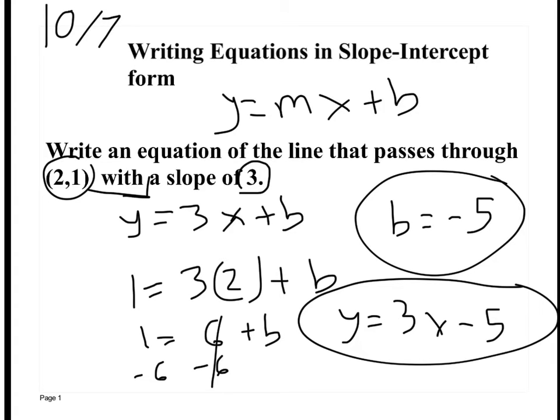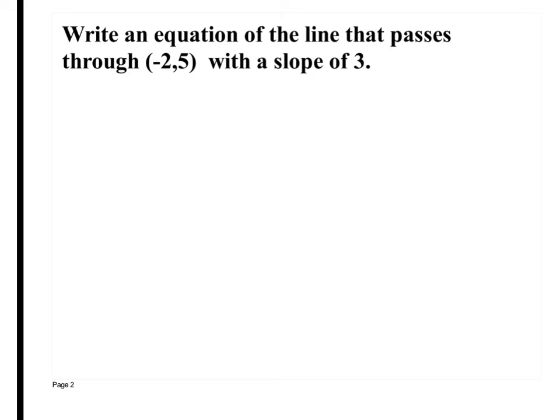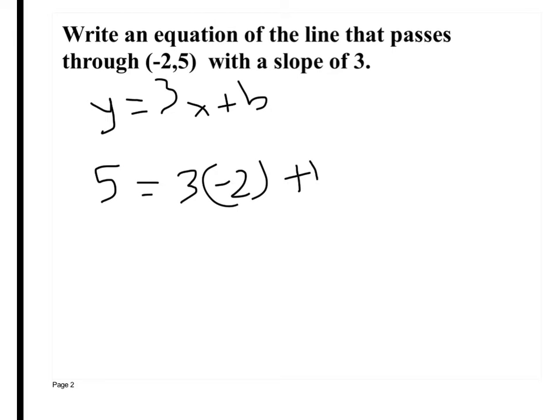Alright, so I need to find the equation of a line that passes through this point, negative 2, 5, and has a slope of 3. So I always do this first. I write out my equation, y equals 3x plus b. Instead of m, I replaced it with 3, because that's my slope. And then I plug in 5 for y, and negative 2 for x, and I'm solving for b.